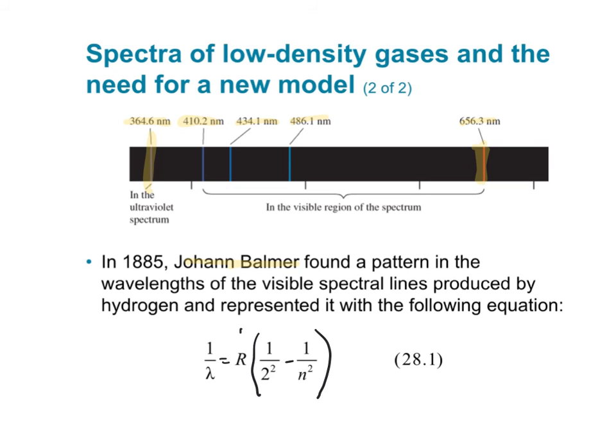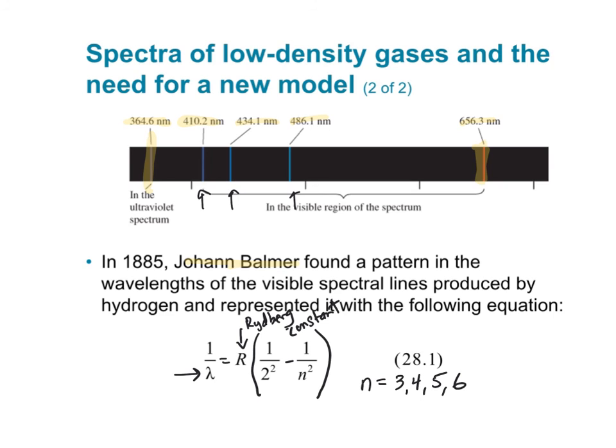R is a constant called the Rydberg constant. So that's a fixed number. And n is an integer: 3, 4, 5, and 6 for those four lines. So just kind of a weird math equation that this scientist in 1885 came up with that was able to predict the location of the wavelength. So 1 over the wavelength, I should say.